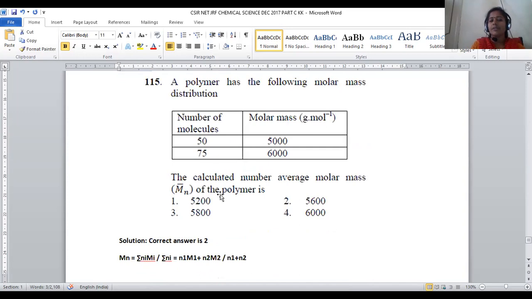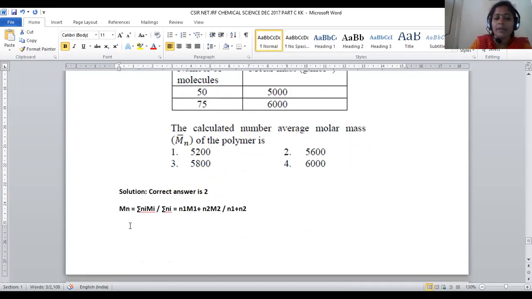A polymer has the following molar mass distribution. The number of molecules is given, and the molar mass is also given. Only two parameters are provided, the number of moles and the molar mass of the given polymer. The number average molar mass, Mn bar, of the polymer is to be calculated. We have the empirical formula to predict Mn bar: Mn bar is equal to sigma Ni Mi by sigma Ni. Ni stands for how many molecules participated in the polymerization. Mi stands for the molar mass of the individual monomeric molecules, right?